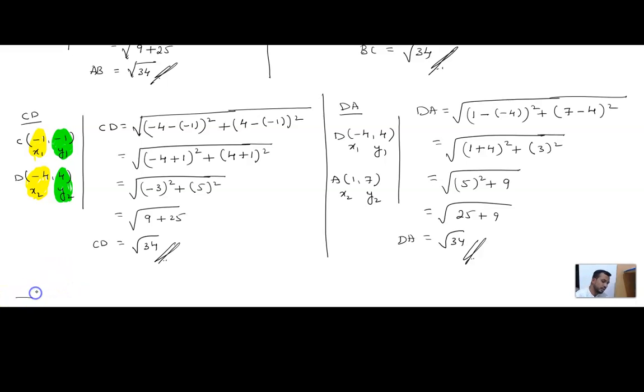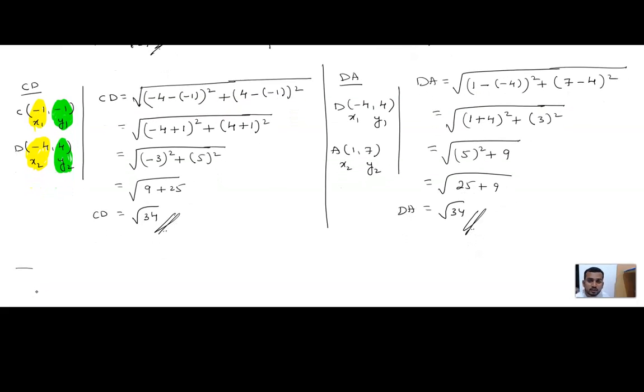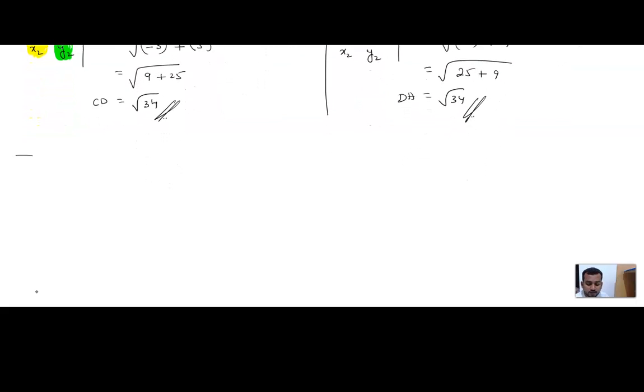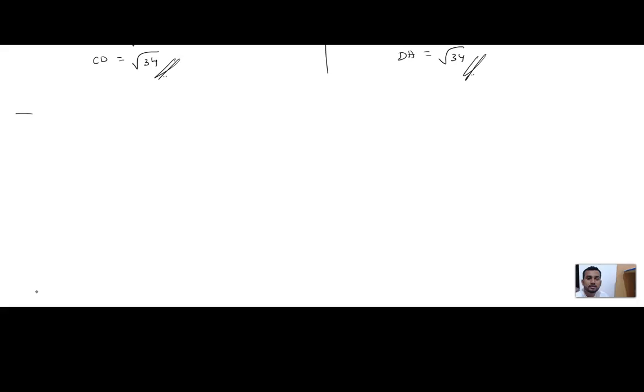Now still our answer has not ended. Okay, still we have to check the diagonals. Remember, so what are the diagonals? A, B, C, D. So what is the diagonal? First diagonal, that is AC. We need to find the distance between A and C, and then B and D.